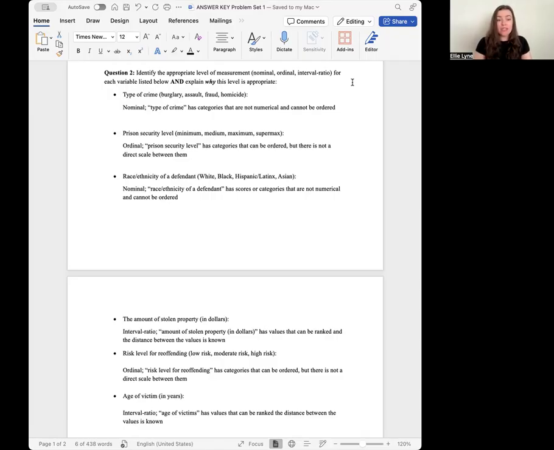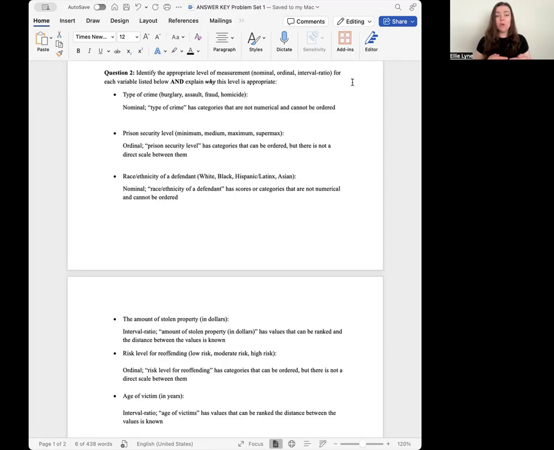Let's move on to the second example. Prison security level. So we have minimum, medium, maximum, and supermax. This is an example of an ordinal level variable. Reason being is that this particular type has categories that can be ordered, but there is not a direct scale between them. In other words, there isn't a numerical attachment to any of these variables that would give us any measurable differences. And because of that, we can still order them because we know that a security level that is minimum has less security than a supermax facility.